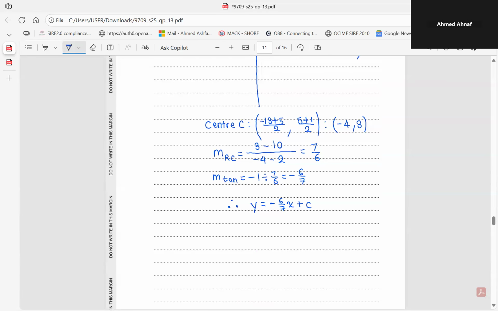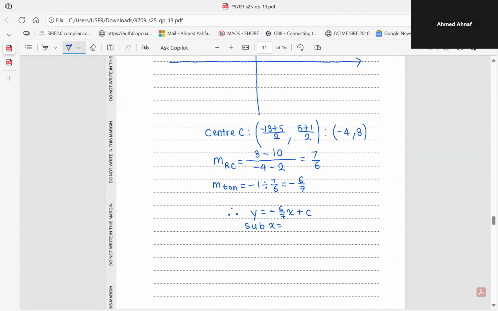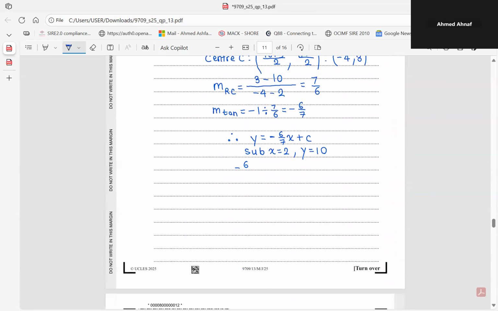And hence, we can write the equation of tangent as y equals -6 over 7 x plus c. And to find the remaining unknown, just substitute the coordinates of R, which is x equals 2 and y equals 10. So you would get -6 over 7 times 2, plus c equals 10. And then c would be 10 plus 12 over 7, which is equal to 82 over 7. Hence, y is equal to -6 over 7 x plus 82 over 7.